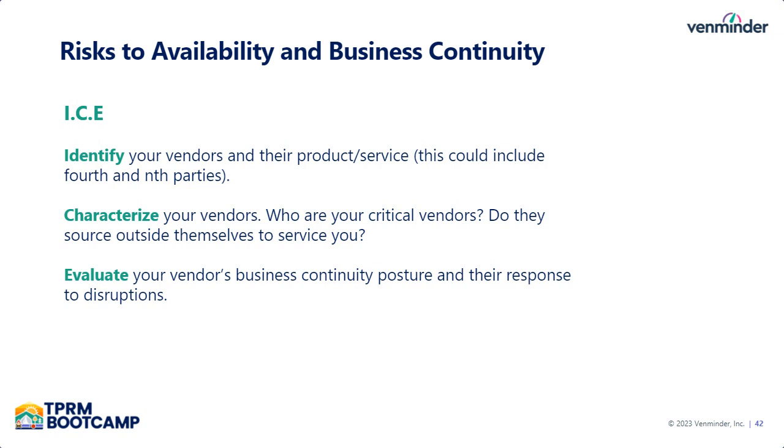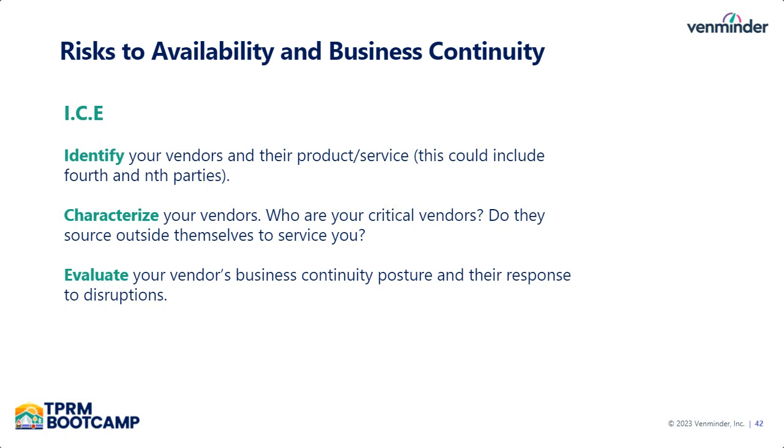The first step in any facet of third-party risk management is going to be identifying and understanding your vendors and what they supply to you. You want to understand and identify that supply chain so that you can then look and see who are the fourth parties in it, who are the touch points along the path of getting that good and service to you. And then characterize.